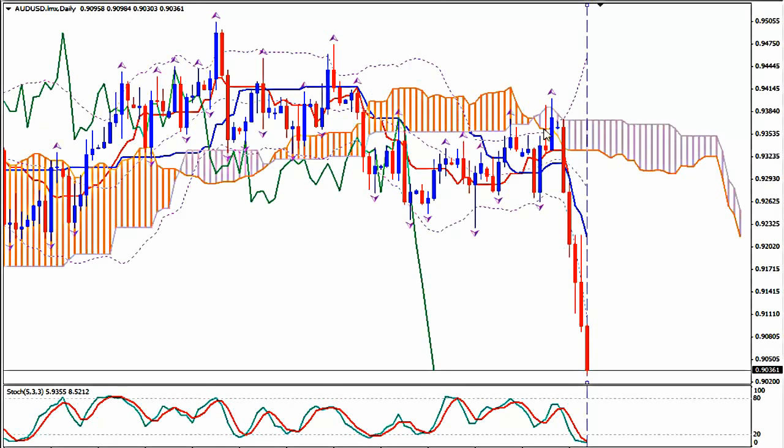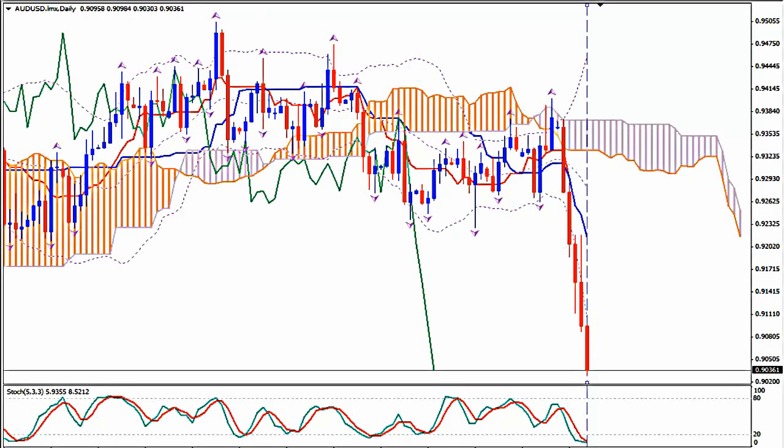I'm using Ichimoku Kinko Hyo, Bollinger Bands, Fractals and Stochastics. Starting from the highest time frame, monthly, of the pair, I will look for a nice entry, a nice trade setup using my 4 time frames Ichimoku strategy.